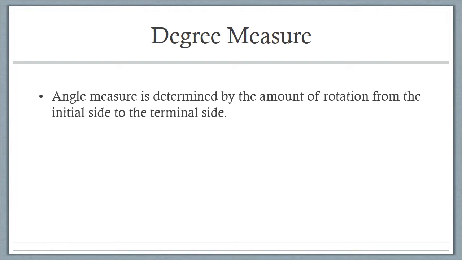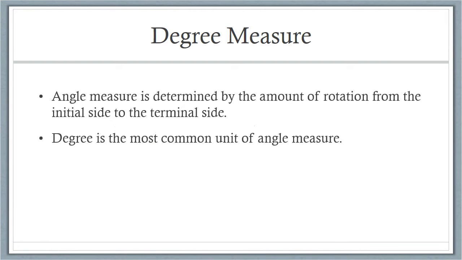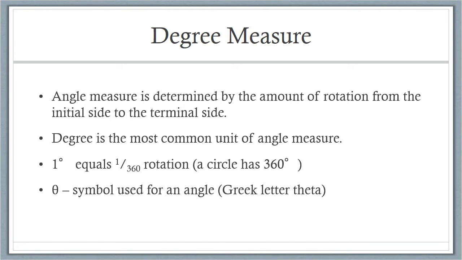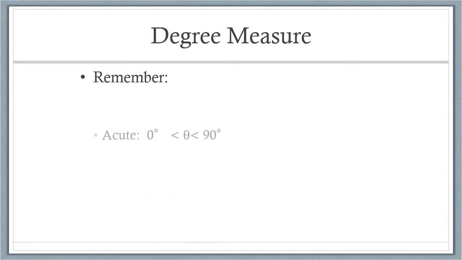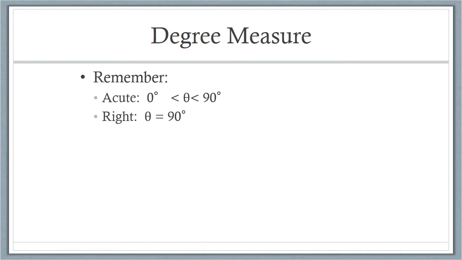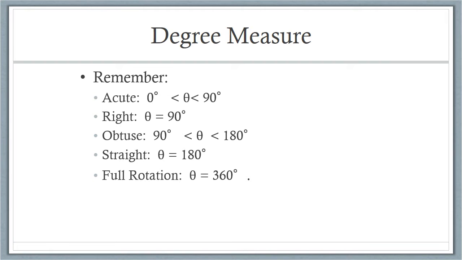Angle measure is determined by the amount of rotation from the initial side to the terminal side. Degree is the most common and is what you're used to using. 1 degree is 1/360th of a rotation because a circle has 360 degrees. This is the Greek letter theta, and it is a symbol that you use commonly in trigonometry to symbolize an angle measure. A few things to remember: an acute angle will be between 0 and 90. A right angle is exactly 90. An obtuse angle is between 90 and 180, and a straight angle is exactly 180. A full rotation around the circle is 360 degrees.